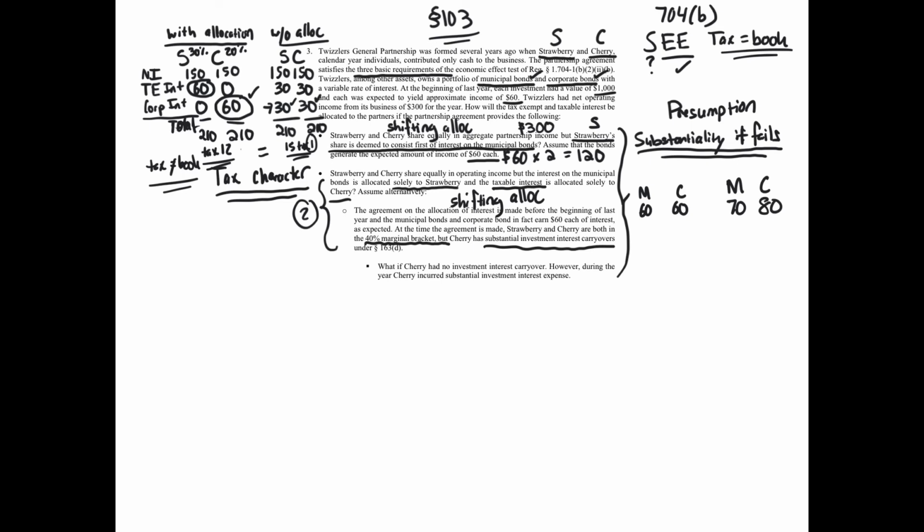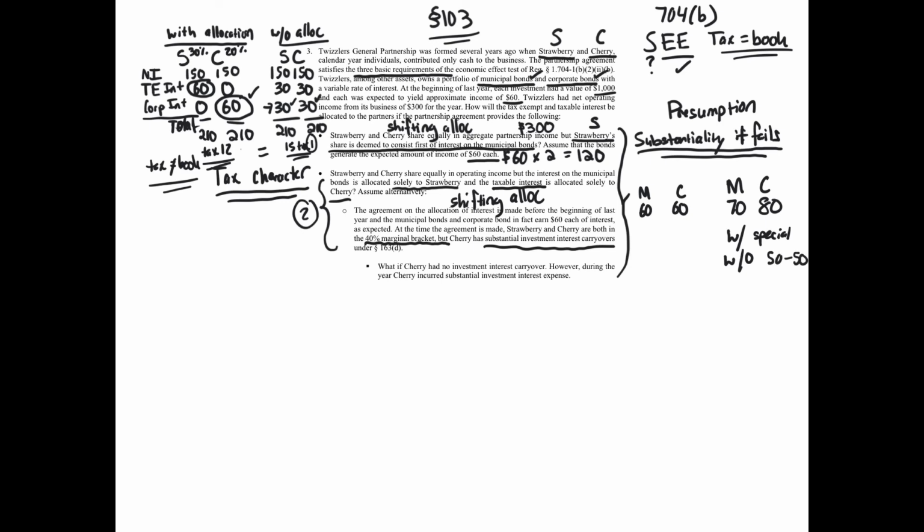Well, that would affect the capital accounts, right? If we go back to our capital account analysis like we did in number 1, well, strawberry and cherry would have different capital accounts. It would differ when you're comparing with the special allocation versus without. And without the special allocation, you would break everything 50-50, okay?